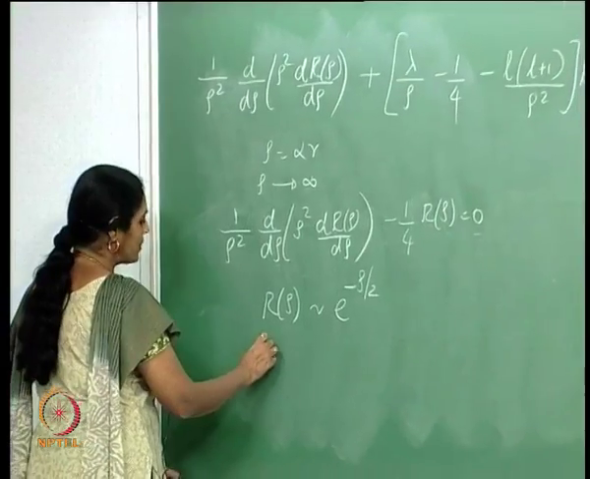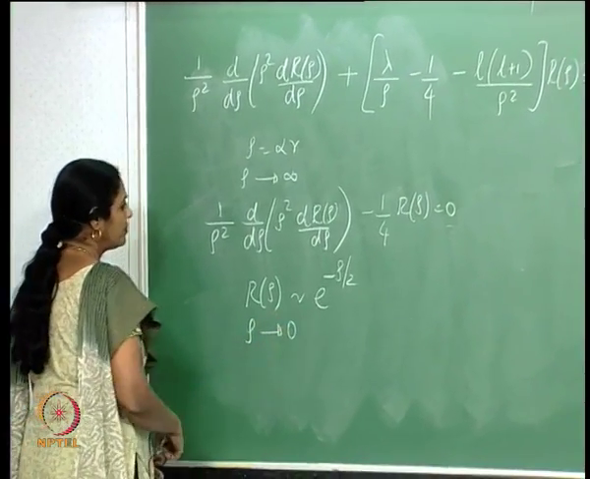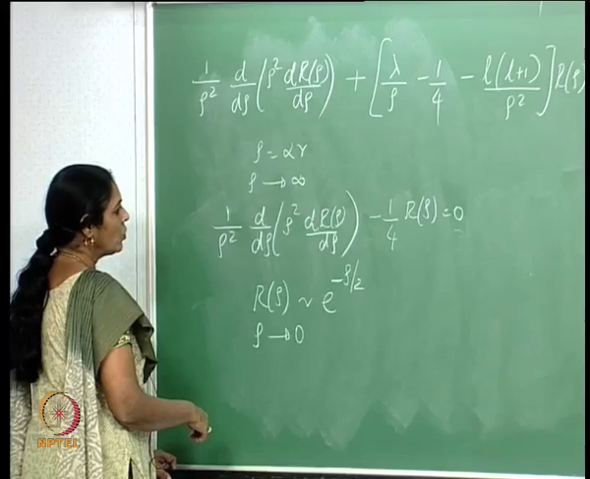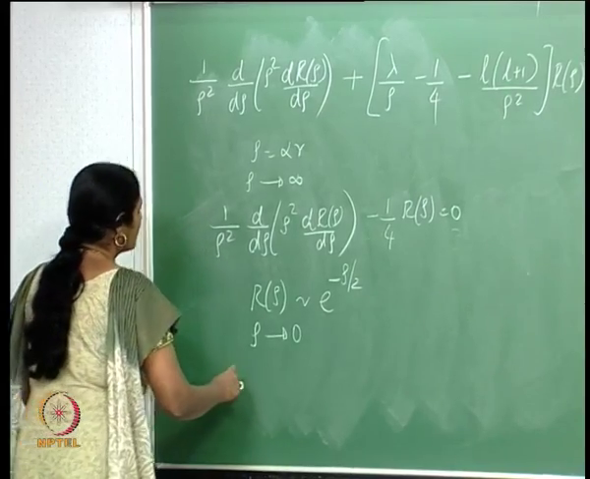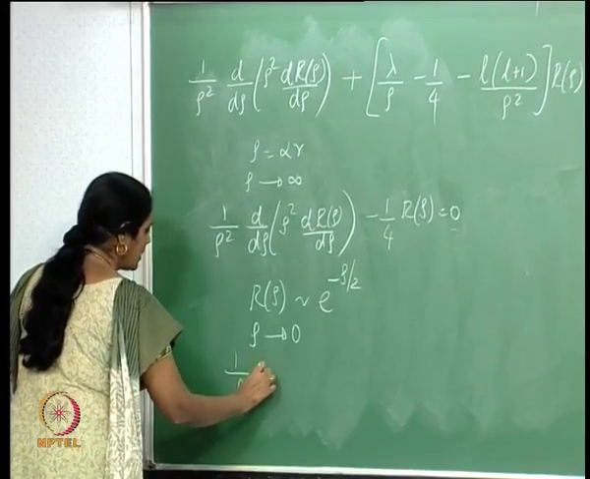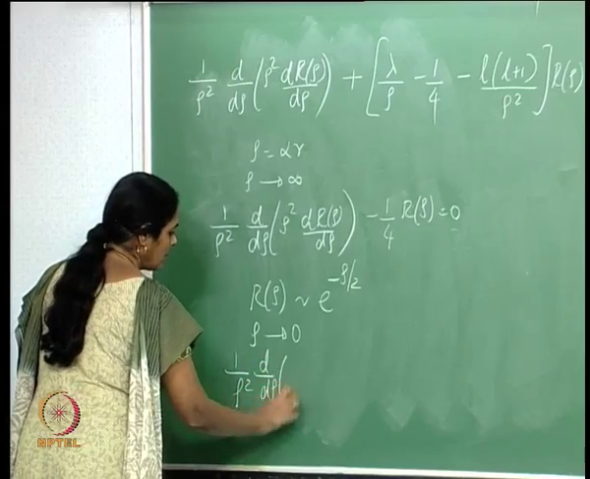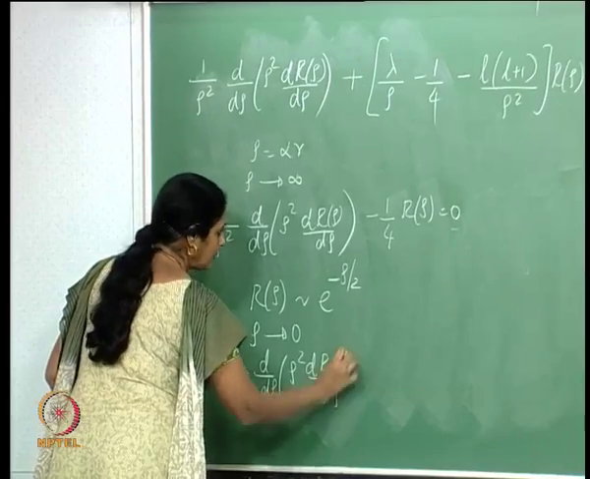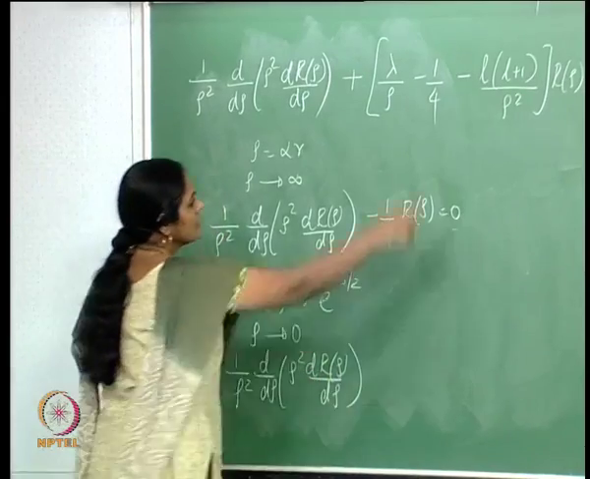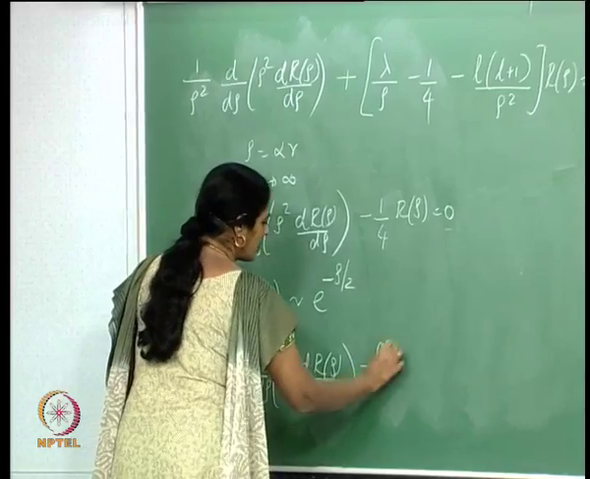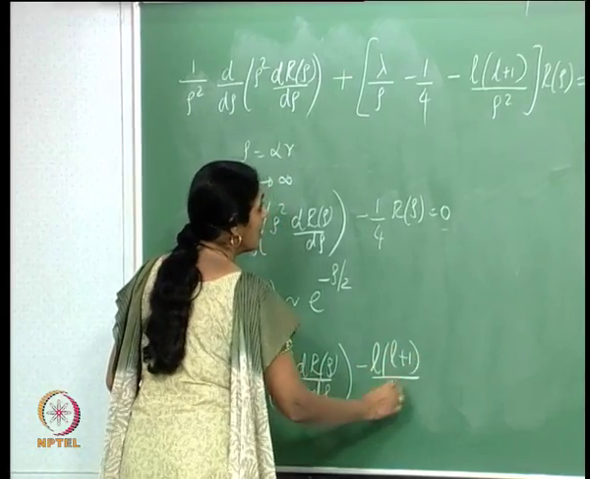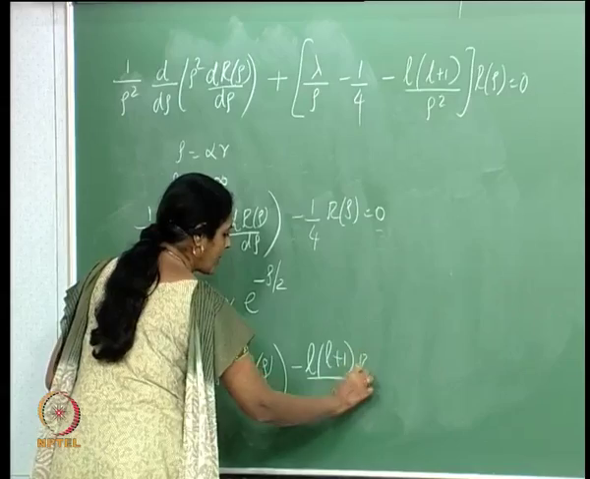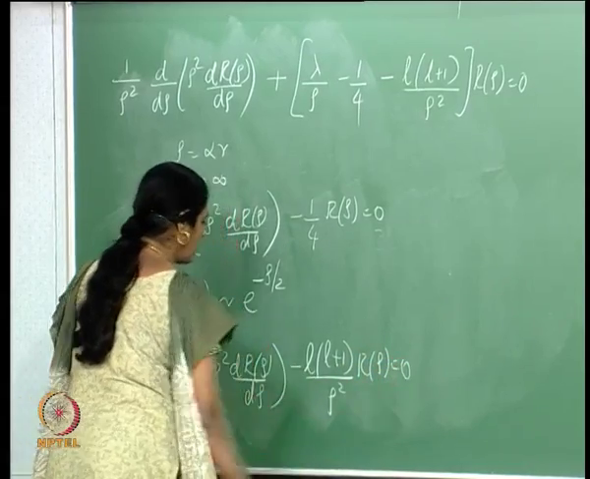Now look at what happens as rho goes to 0. For rho going to 0, 1 by rho squared d by d rho of rho squared dR of rho by d rho, that term has to be put in here, minus L times L plus 1 by rho squared R of rho equals 0.